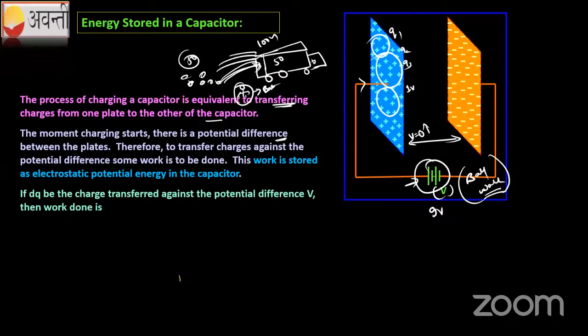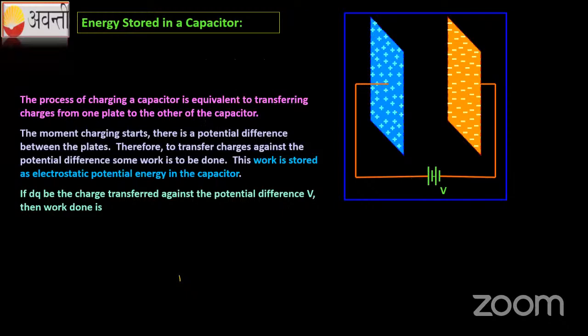To store the charges on capacitor plates, the battery has to do extra work. That work is there. We know one equation: work is nothing but energy. We already studied this in the 11th standard. This work that the battery does to store charge will be saved as energy. It is saved in the form of energy. That is what we call energy stored in a capacitor.